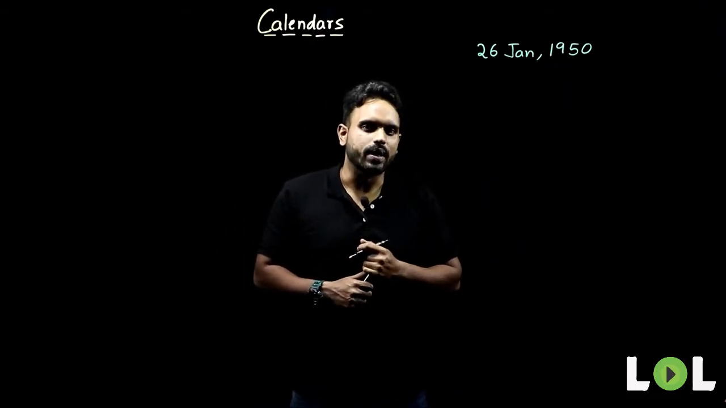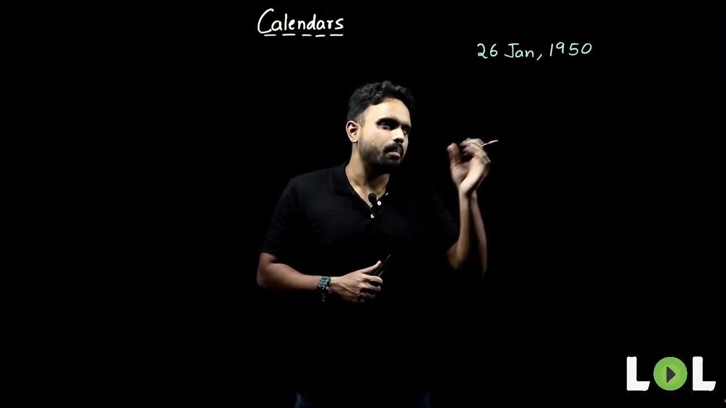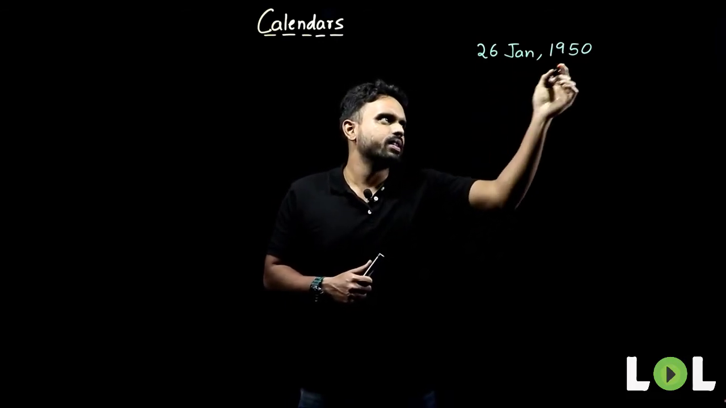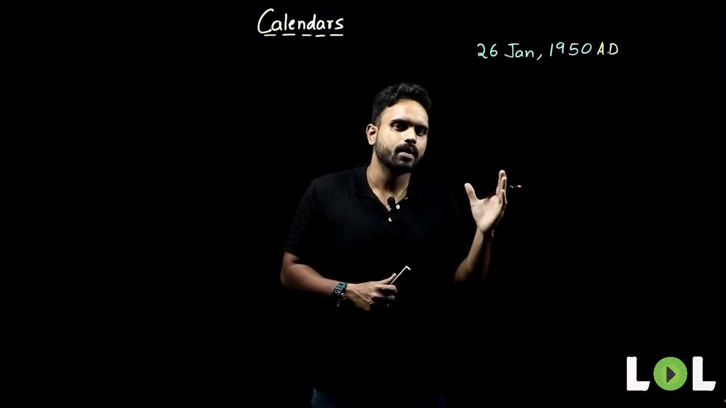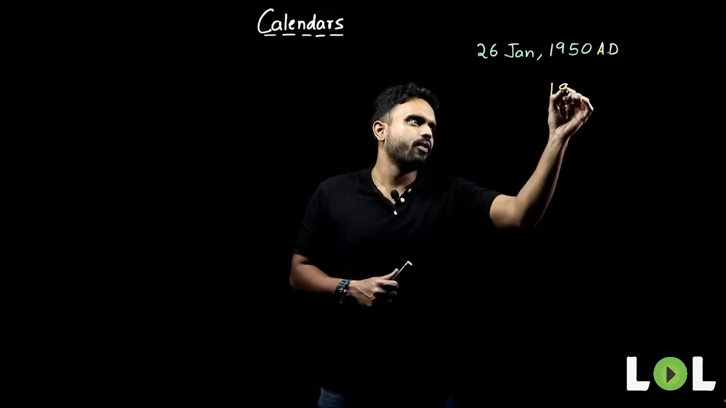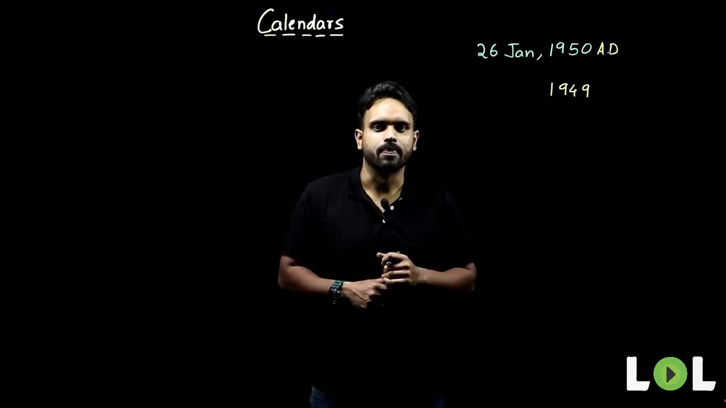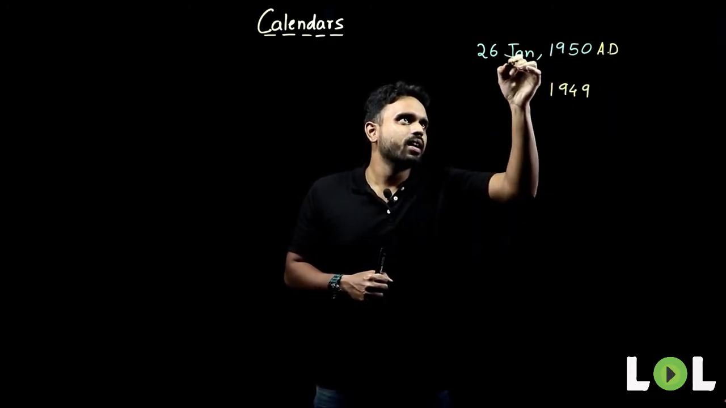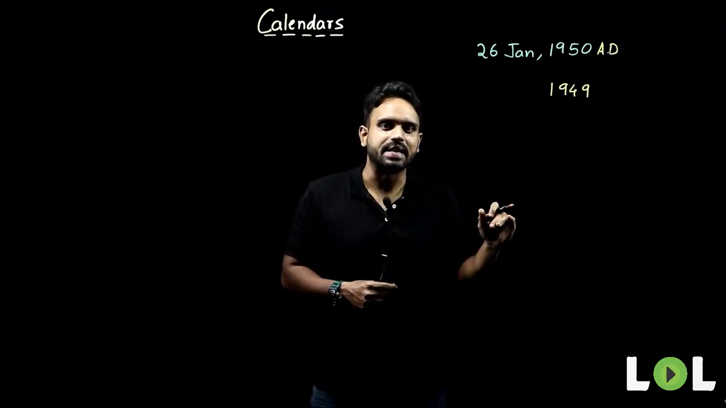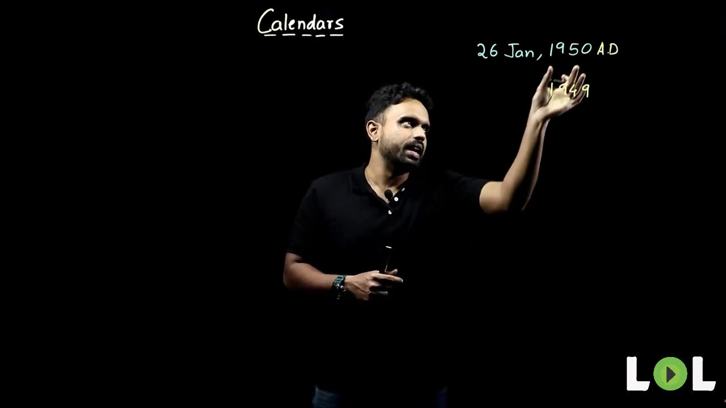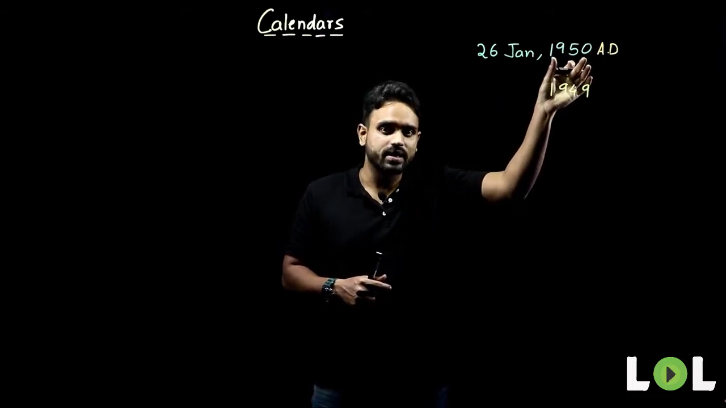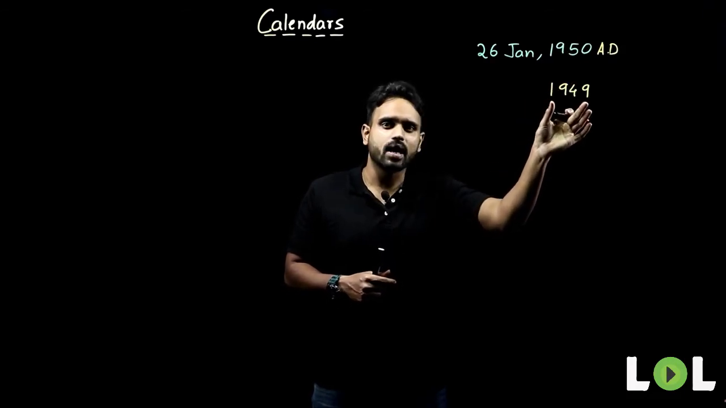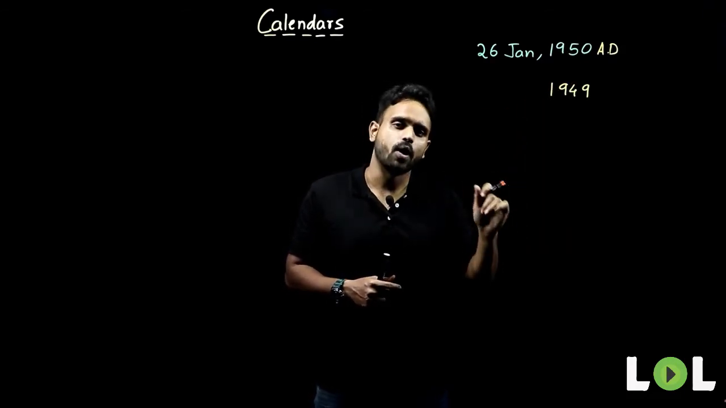My first question to you is, how many years have elapsed? If I start from year 1, this is 1950 AD for sure. From 1 AD to 1950, how many years have completed? 1949 years have completed, and 26 January 1950 is in the running year. It is in the year 1950, so it is the running year. And 1949 years have already completed.